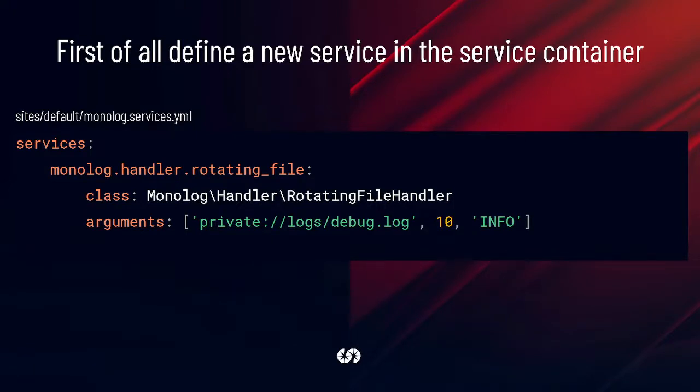In this case, we are using this rotating file handler that will save a log file per day. And then, in this example, after 10 days, it will delete the oldest one and create a new one. And we'll log everything from the info level to fatal error and so on.